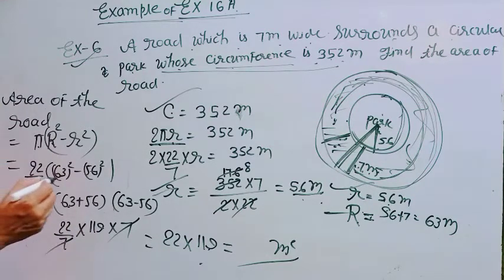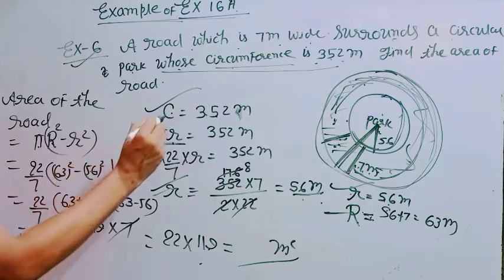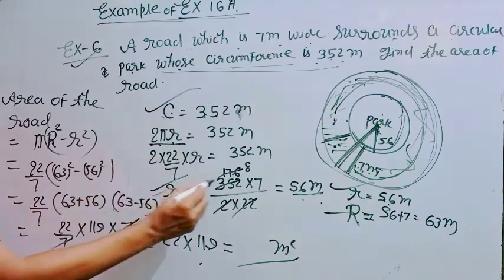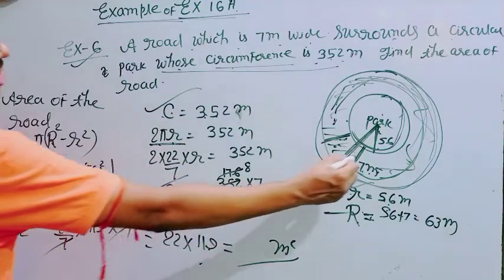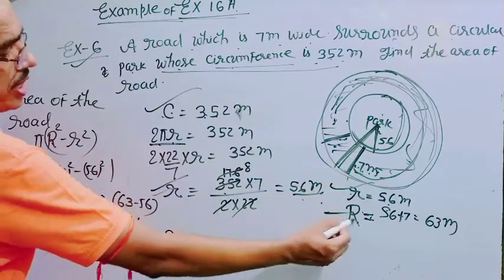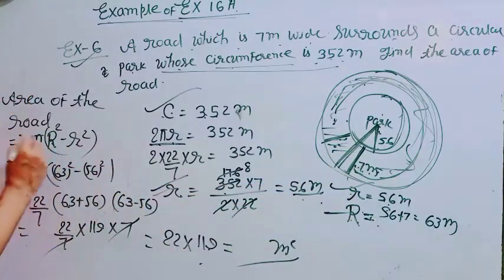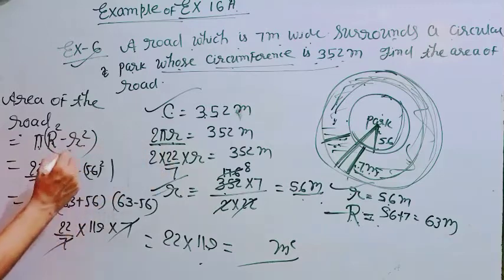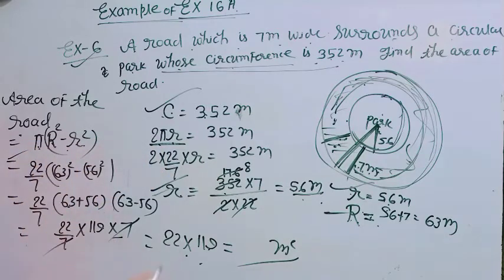So how do you find it here? First the circumference is given. With the circumference, you find the radius r. After adding the width of the road, you find the capital radius R, and subtract the areas of these two circles. Then you can find the area of the road.